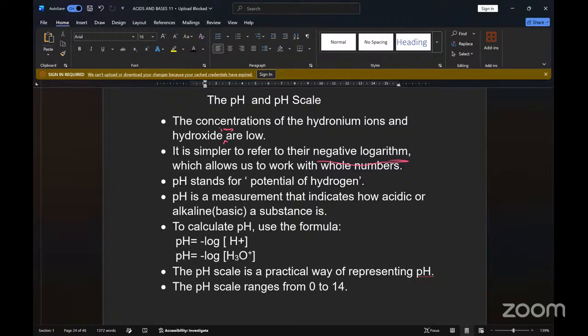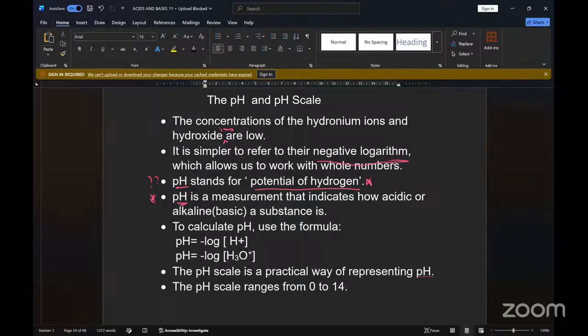pH. Now, pH in itself stands for potential of hydrogen, but nobody would ask you this. If they ask what is pH, don't write that pH is potential of hydrogen. That is an acronym, so this is the full meaning of the acronym. But when they ask you to define pH, you are going to define it as this: pH is a measurement that indicates how acidic or alkaline a substance is. That is the definition.